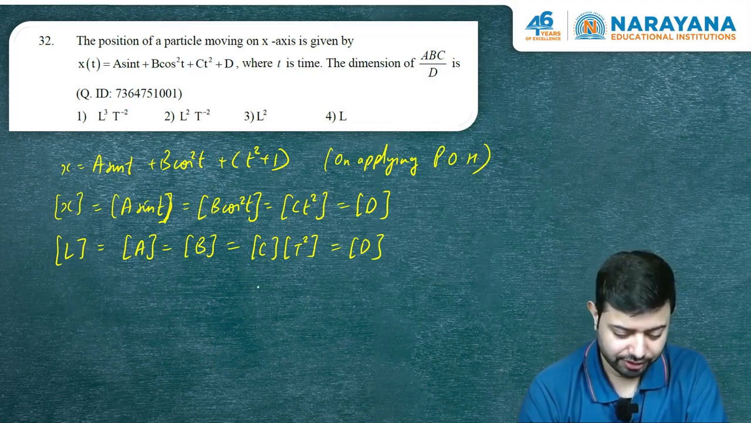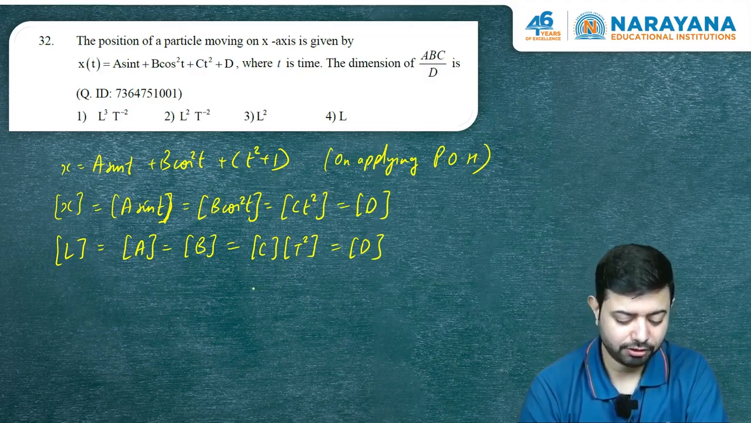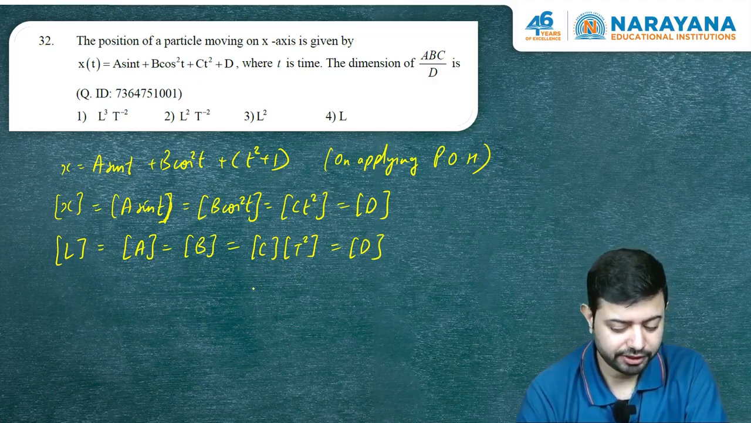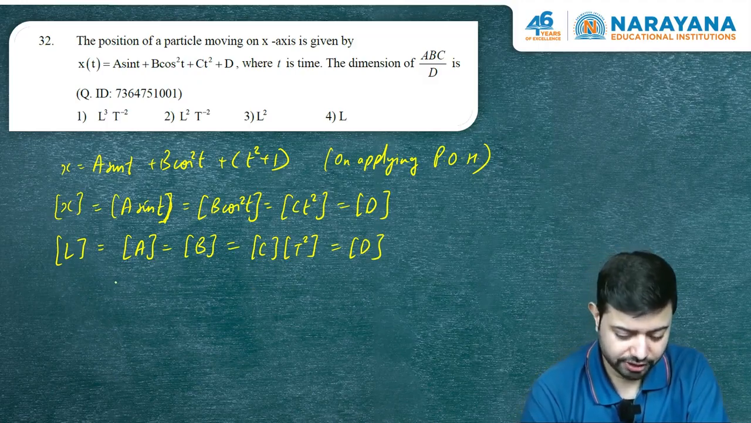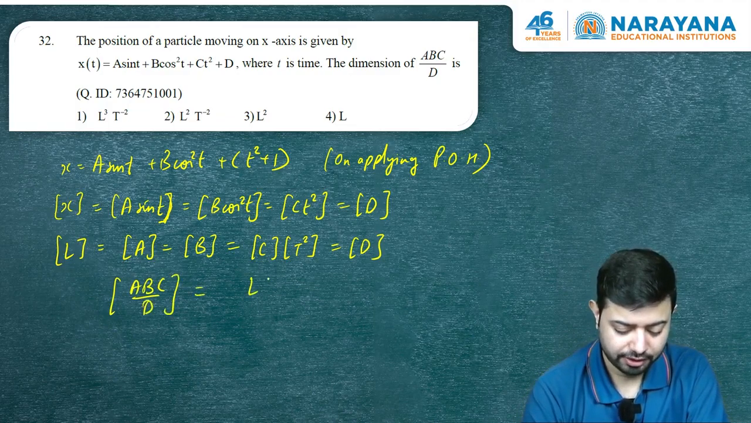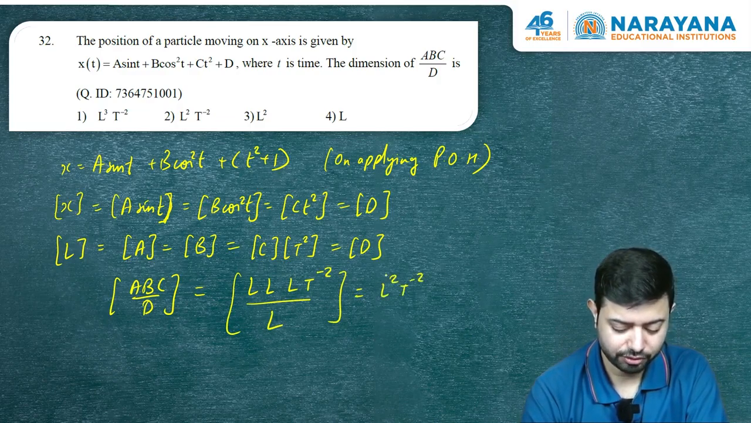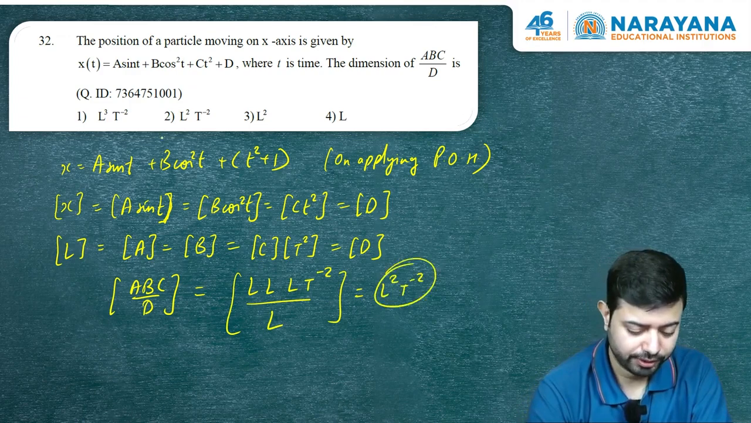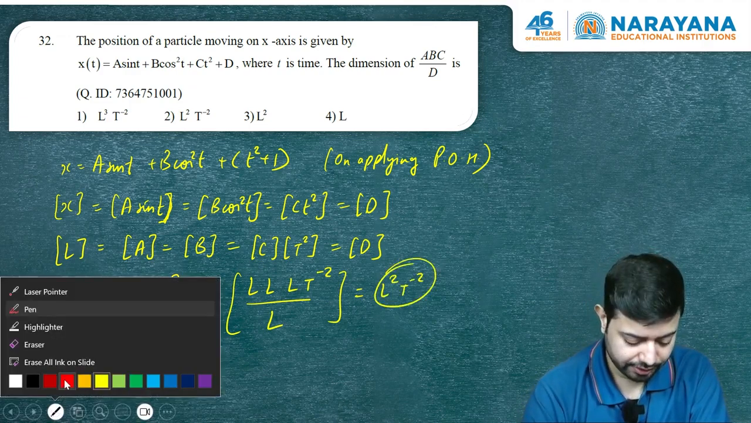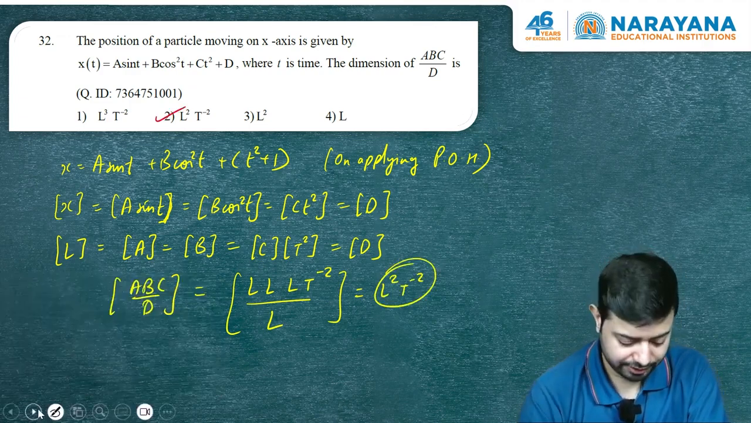So, well, what is the dimension formula of a? L, dimension formula of b? L, dimension formula of d is also L. So, what is the dimension formula of a, b, c by d? It is going to be L, L, c is L by t square divided by L, right, like this. How much it is? L2 t minus 2. So, which option is going to be? Second option over here. I hope it is clear to everyone, right. Let us move to the next one.